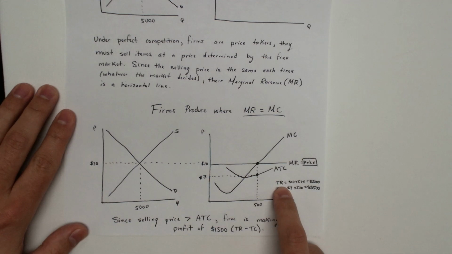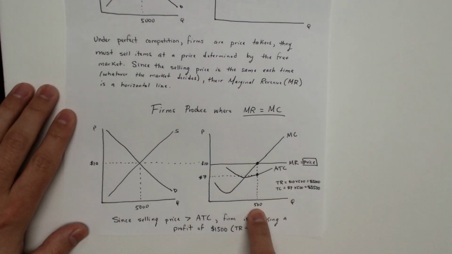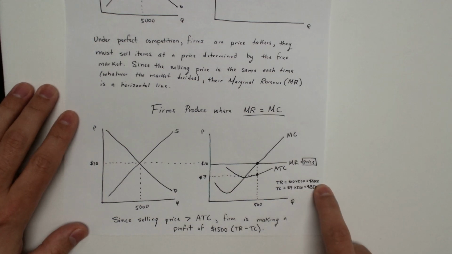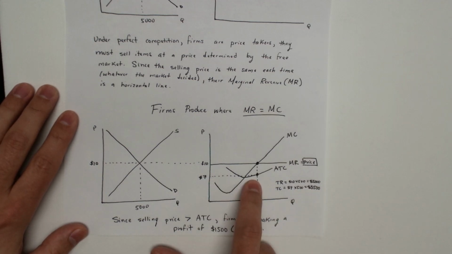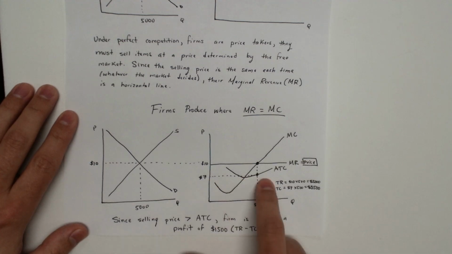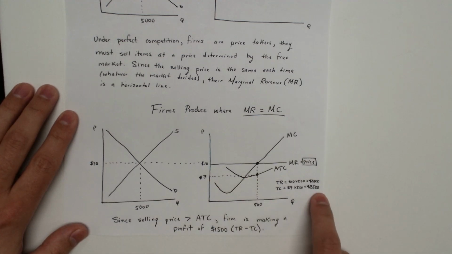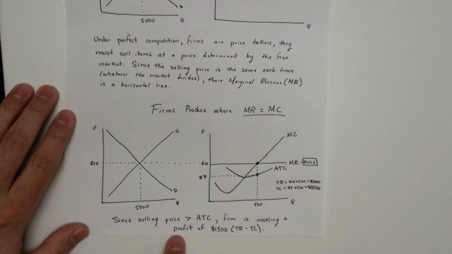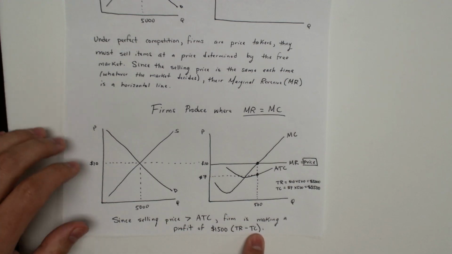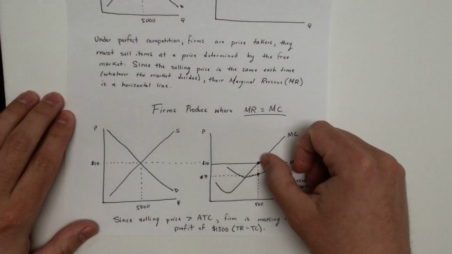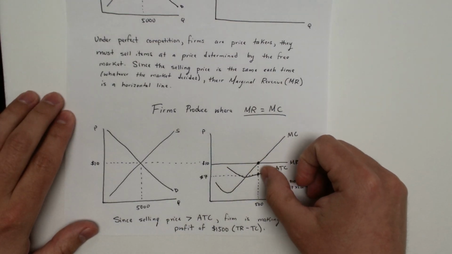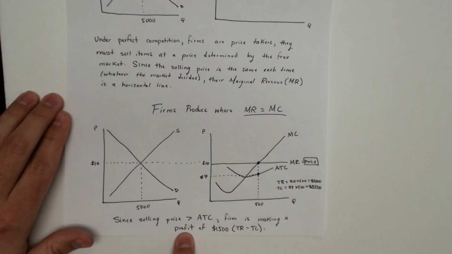Their total revenue is going to be the amount that they're going to produce times the price. That's going to be a total of $5,000, and their total cost is the average total cost per item, which is $7, times the number of items. That gives us a total cost of $3,500. This means that the firm is going to be making a profit of $1,500, which is the total revenue minus the total cost. So as long as the marginal revenue is above the average total cost, the firm is going to be making a profit.